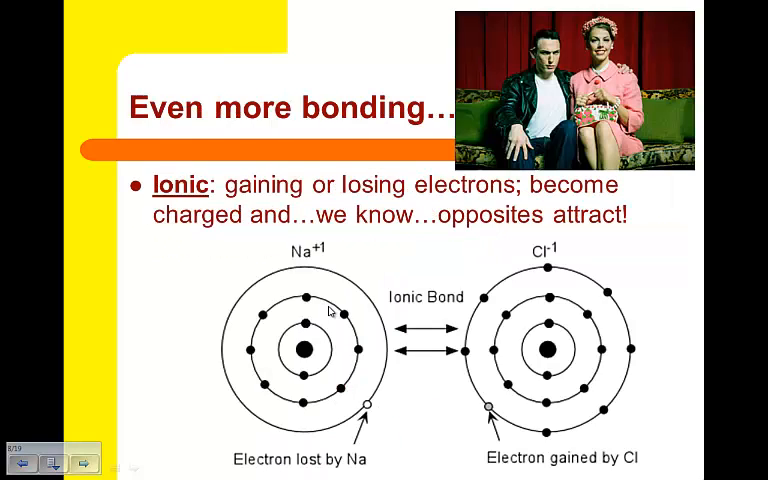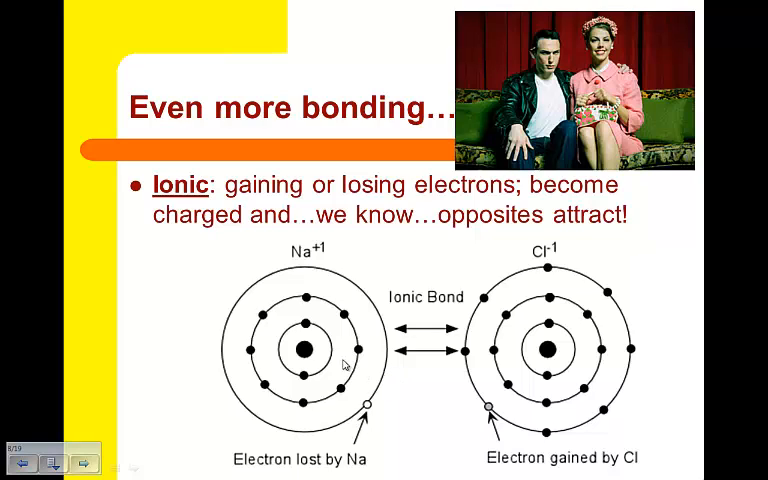Ionic bonding, gaining or losing an electron. Remember, the goal is to keep this outer shell happy, keep it stable. First shell, we have 2 electrons. Next shell, we have 8 electrons. The next shell, we should have 8 electrons if it was going to be happy. In the case of ionic bonding, we're going to donate or accept another electron.